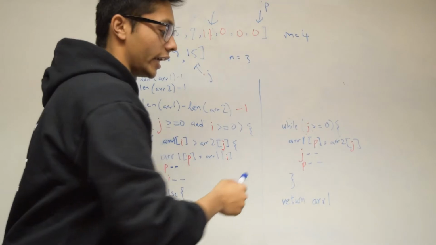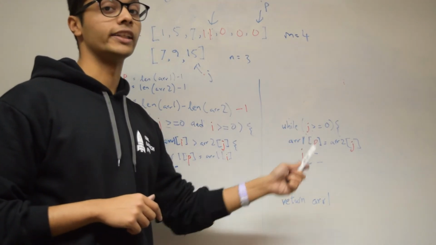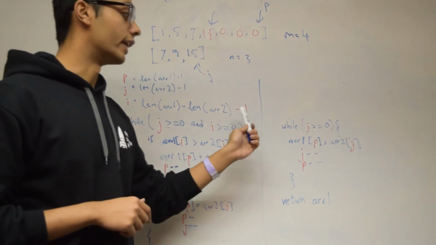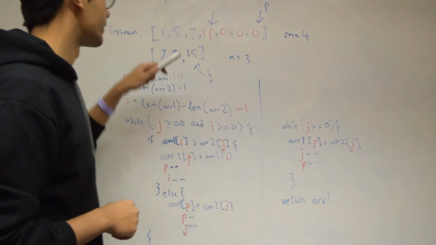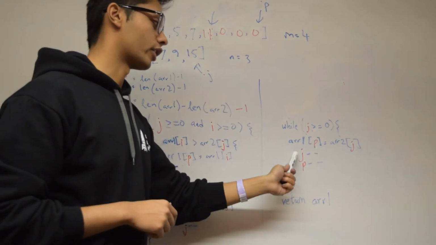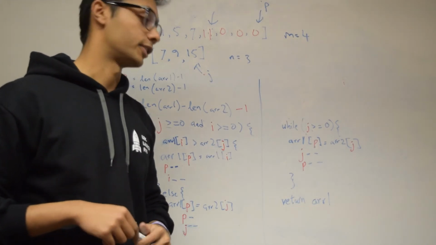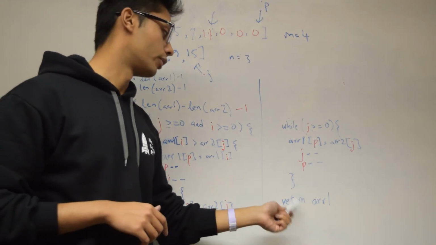So in the end, we just have to check the case if j is still greater than or equal to 0. And if it is, then for each item we set the position of array 1 to array 2 at j, and we decrement j and p till we get to the end and j is no longer greater than or equal to 0. At which point we can return array 1.